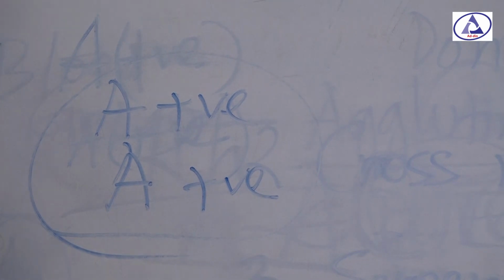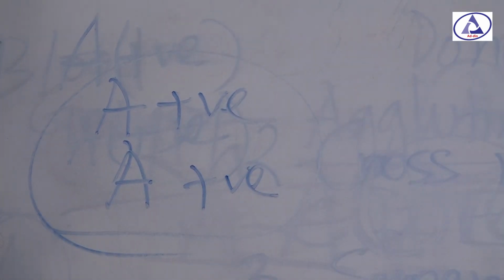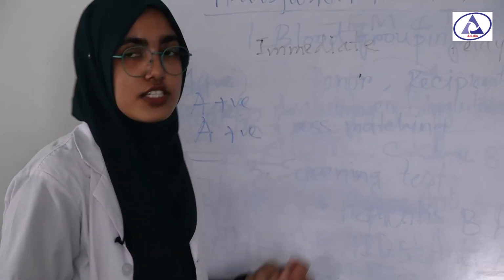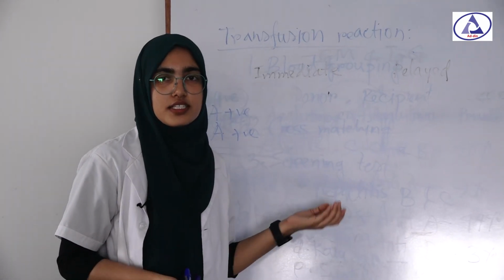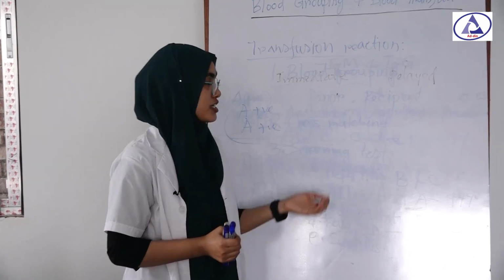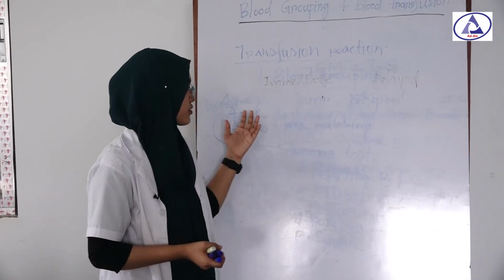What are the immediate reactions? Immediate reactions are those reactions which occur immediately after transfusion. Those may be restlessness, shivering, chills, fever, allergic reaction, anaphylactic reaction, or circulatory overload, if we transfuse too much blood.